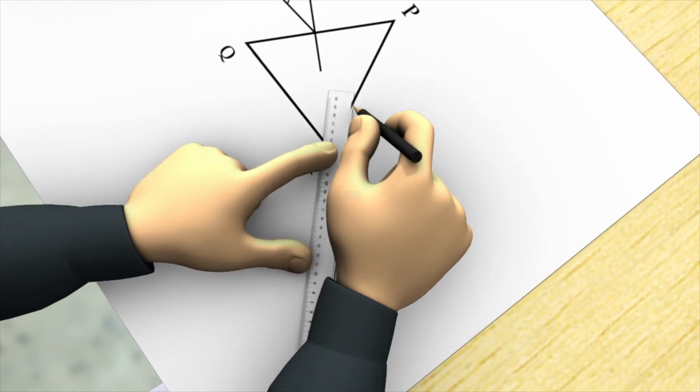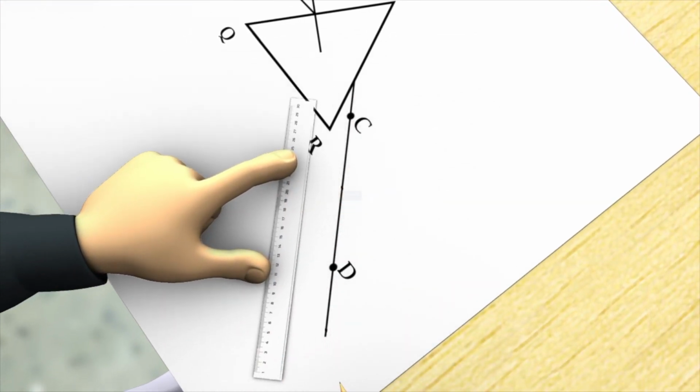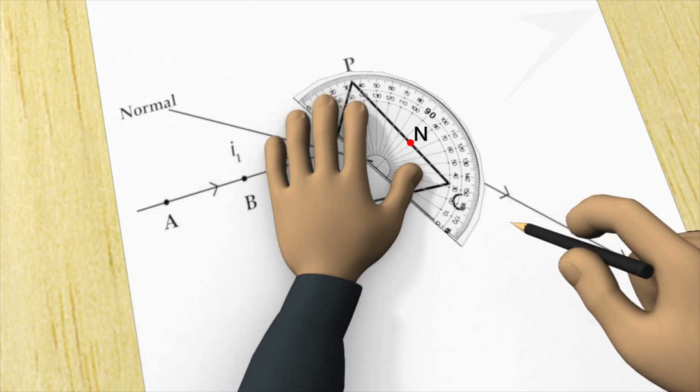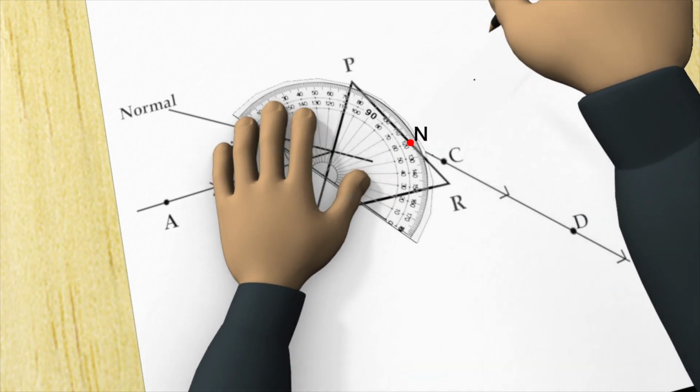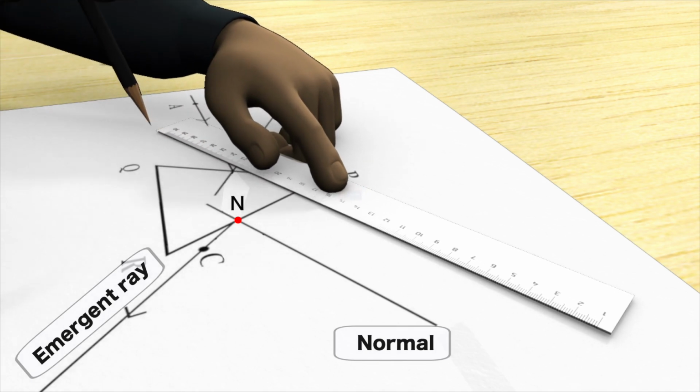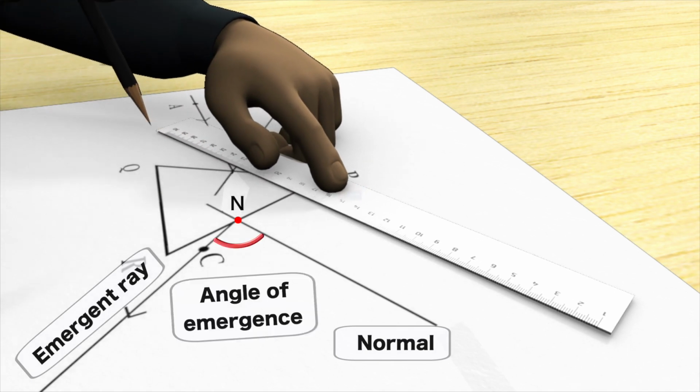Draw a line joining C and D and extend it to meet PR at N. This is the emergent ray. Draw a normal to PR at N. The angle between the normal at N and the emergent ray is the angle of emergence. Measure this angle, that is, angle of emergence, which is equal to 72 degrees.